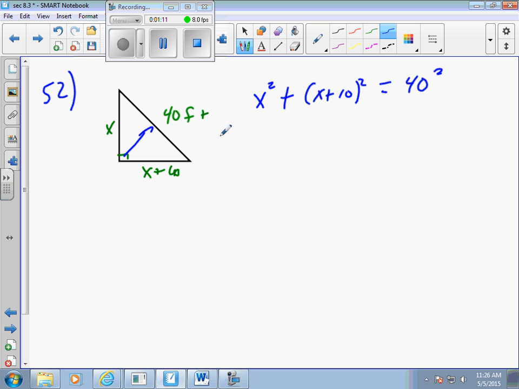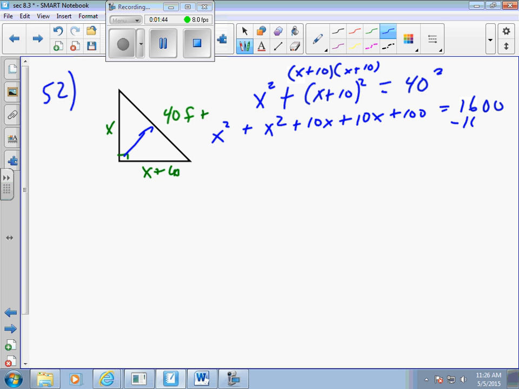Let's do some simplifying here. X squared. And when I square a binomial, I have to FOIL it out. So I'm going to say x plus 10 times x plus 10, just so I don't FOIL incorrectly. First times first, outside times outside, inside times inside, and last times last, equals 40 squared, which is 1600.